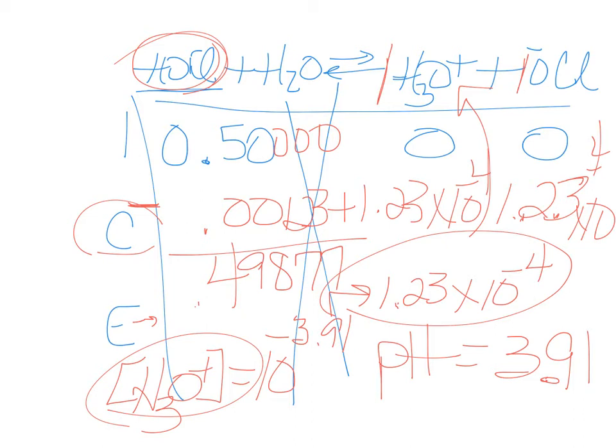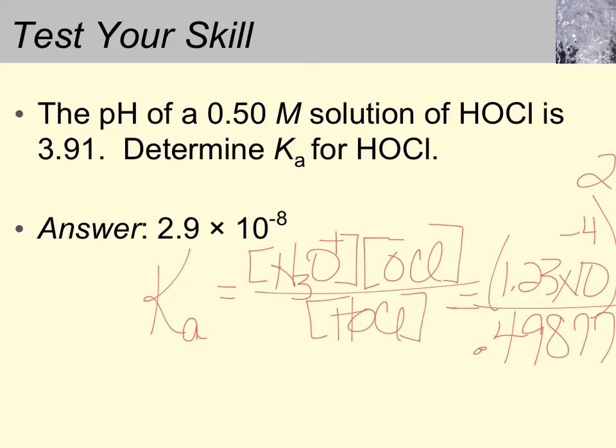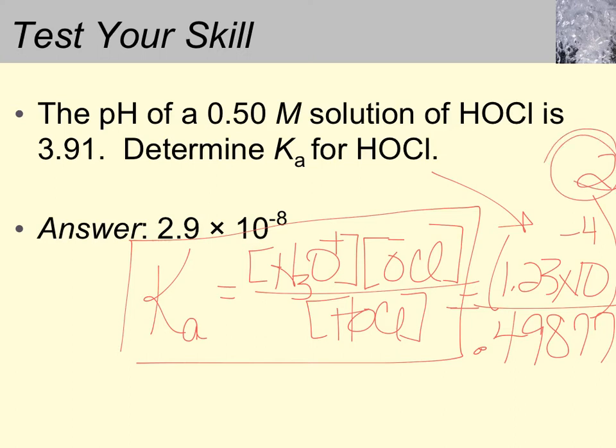So now we're going to go back to the equilibrium expression. We're going to punch in these equilibrium values, and we're going to calculate K. Alrighty, so here is the generic expression for Ka that we wrote earlier. Here's plugging our equilibrium values in. Do not forget to square the numerator. And if you plug all that in, you should get a Ka value of 2.9 times 10 to the minus 8.